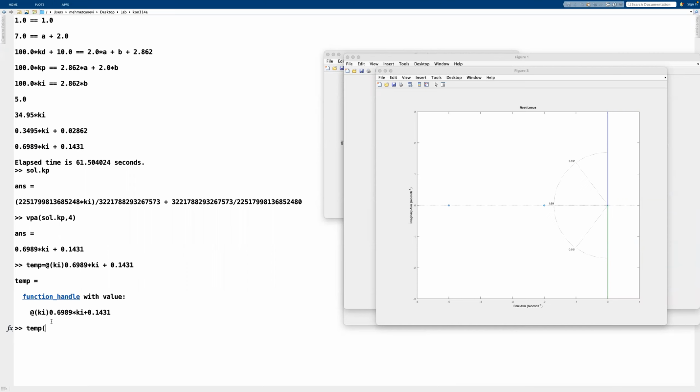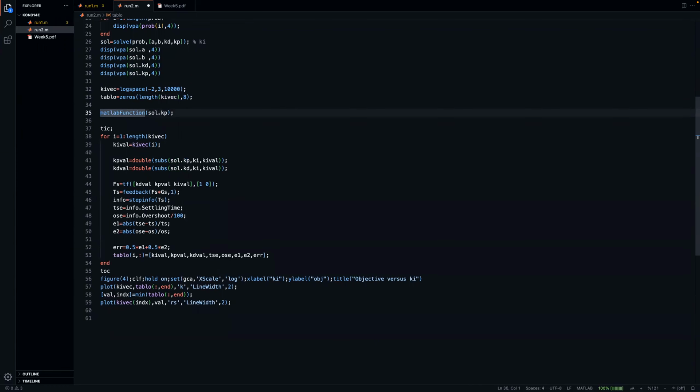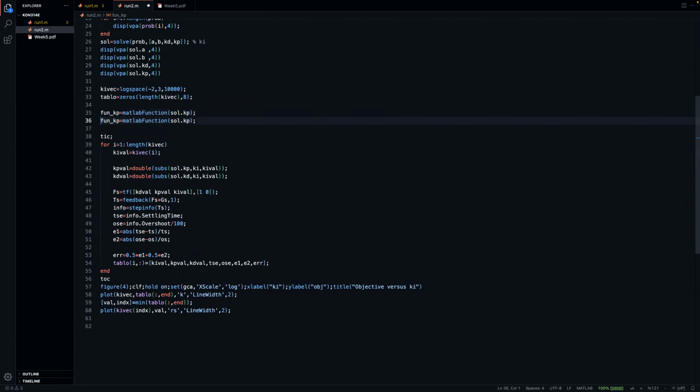Then you will have temp as a function, and you can plug in the value, and it would take no time. So instead of doing this manually, you can ask MATLAB to do it. You can ask the MATLAB function, which is in the symbolic toolbox, and you could just ask this MATLAB function to convert this into a proper MATLAB function, like funkp. And you can create the same for kd. And we know what ki is.